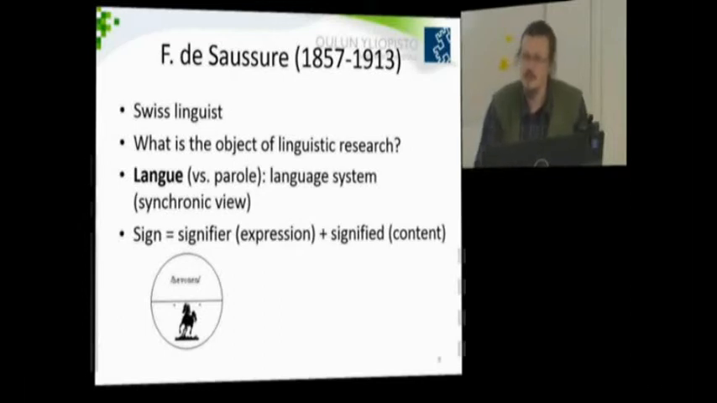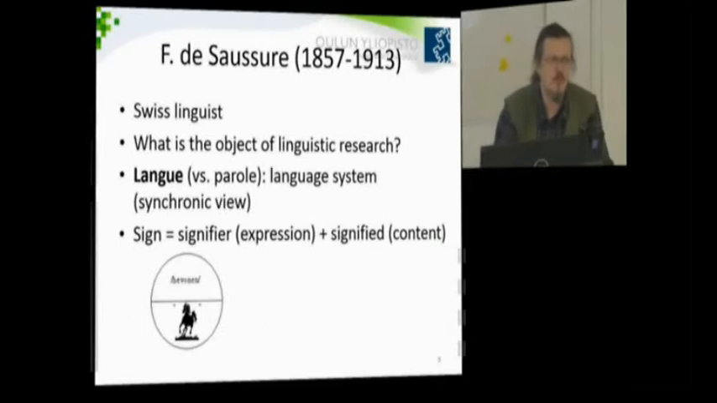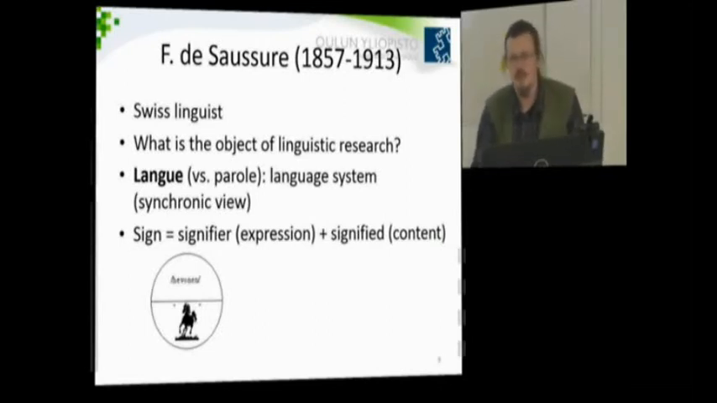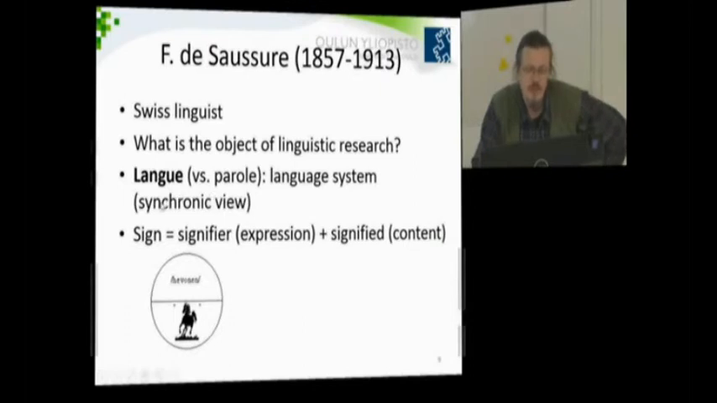And a central part of the language system is a sign, a linguistic sign. And the sign is a dyadic structure. It has two sides, not three like Peirce, but two. And these two sides are signifier and signified. Later translations are perhaps easier to use: the signifier is the expression side of a sign, and the signified is the content side of a sign.